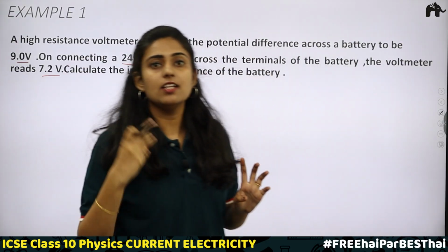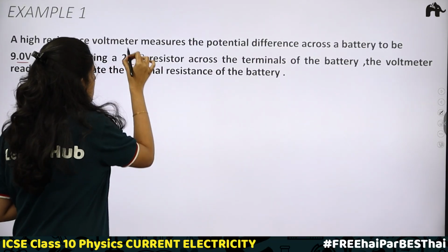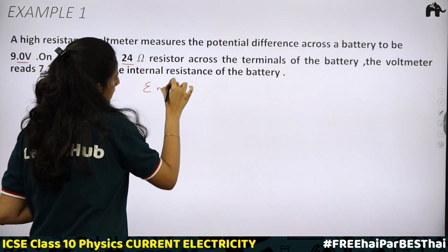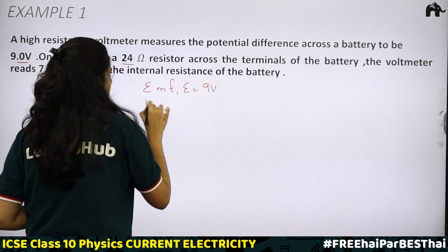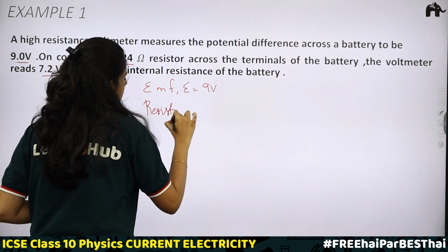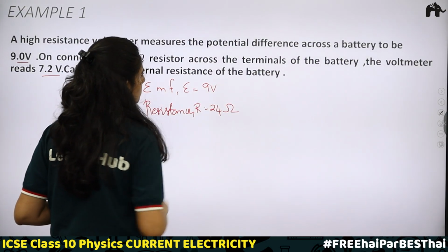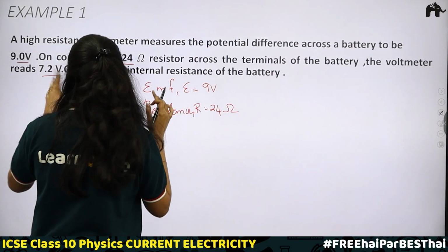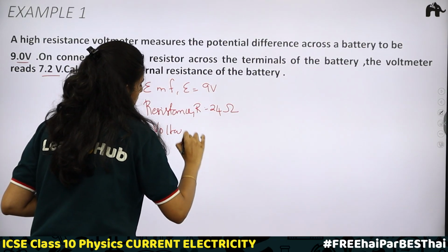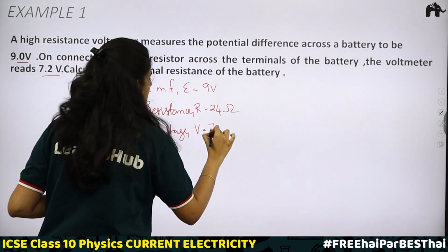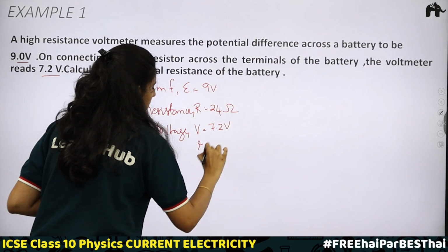Okay. Here it is given that the voltmeter is of high resistance, which means it is supposed to draw no current. So this 9 volt will be the EMF. EMF is 9 volt. What else is given? Resistance R is equal to 24 ohm. And the voltmeter reads 7.2 volts, which means the voltage is given. Voltage or potential difference V is equal to 7.2 volt.